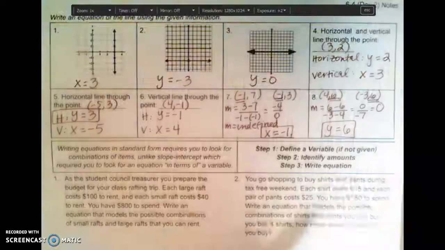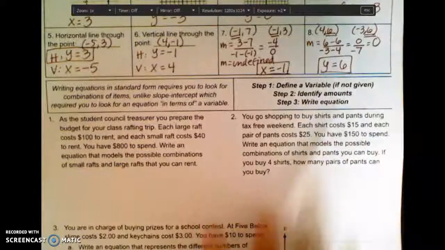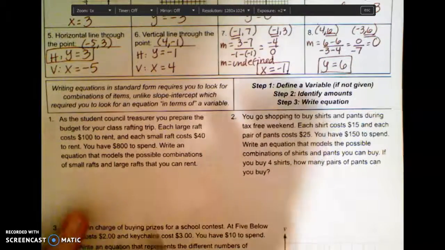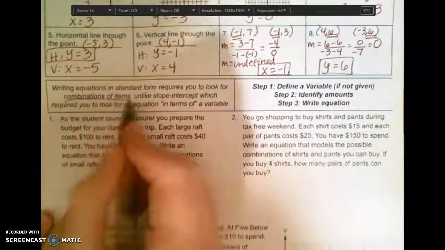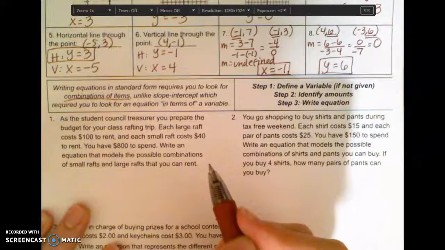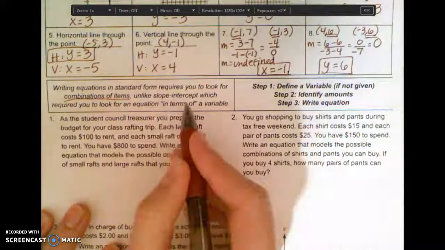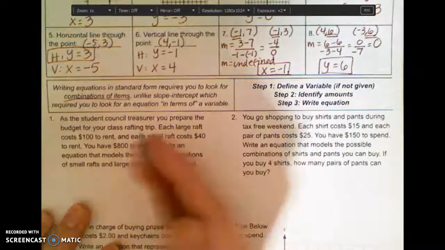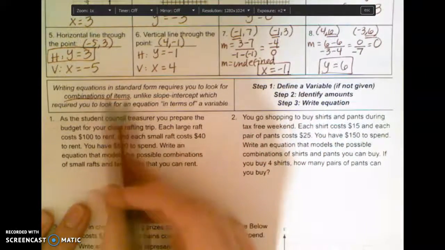Now it is word problem time. So writing equations in standard form requires you to look for combinations of items, unlike slope-intercept, which required you to look for an equation in terms of a variable. So when we do standard form, we're not going to say y as a function of x anymore. We're going to look at combinations of items.